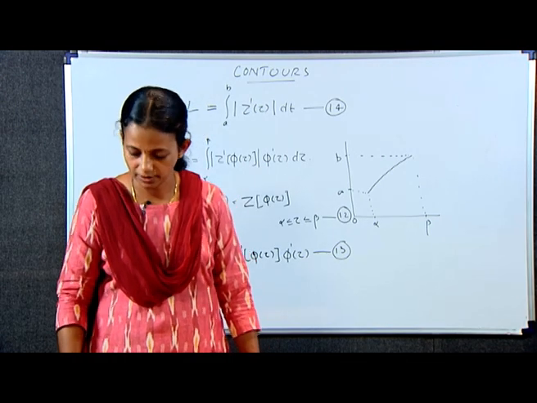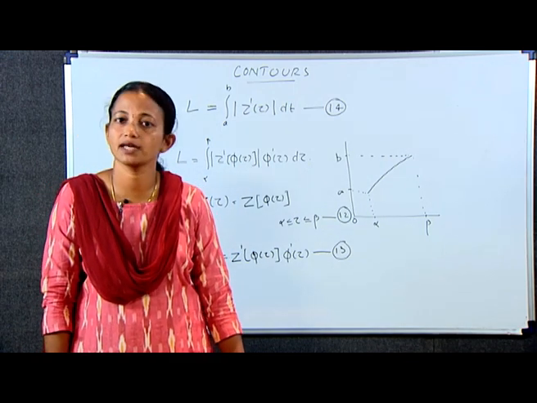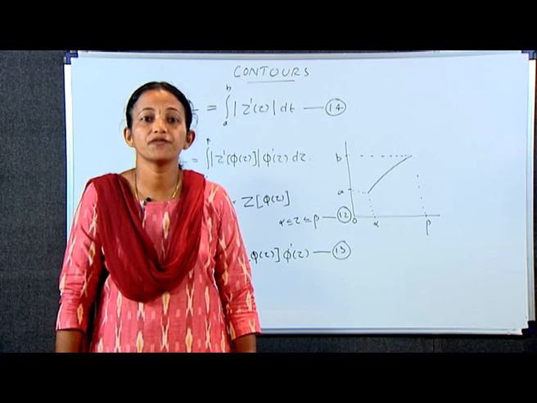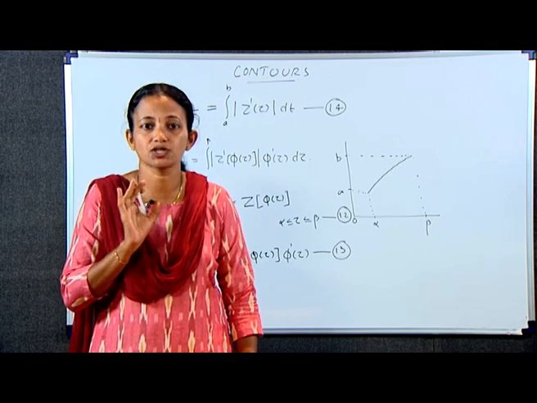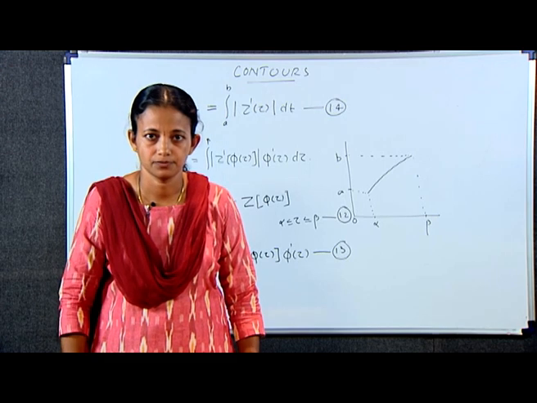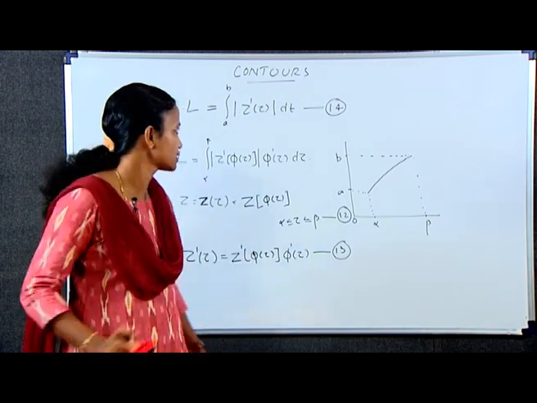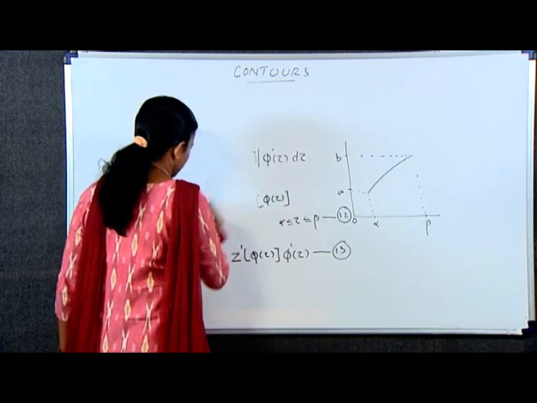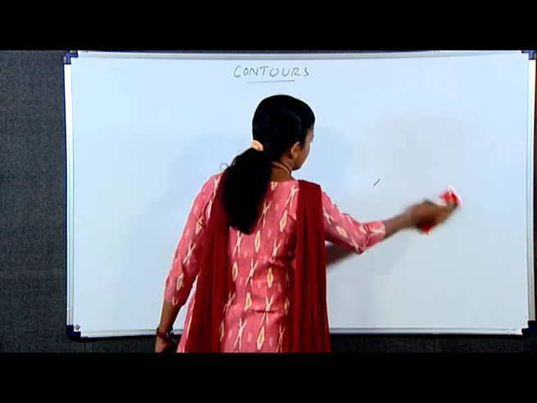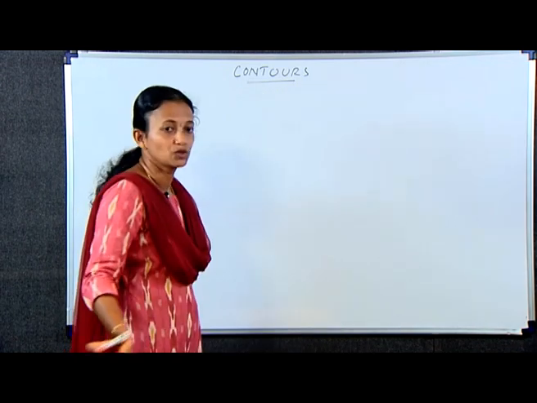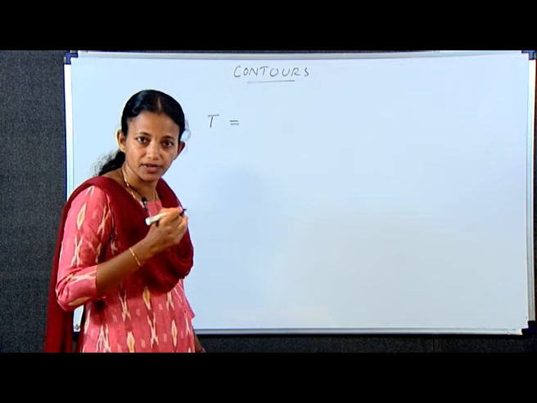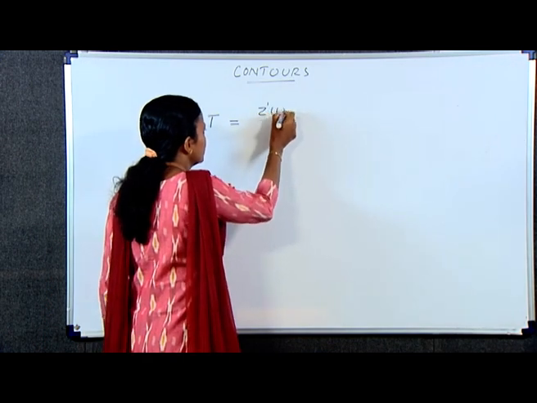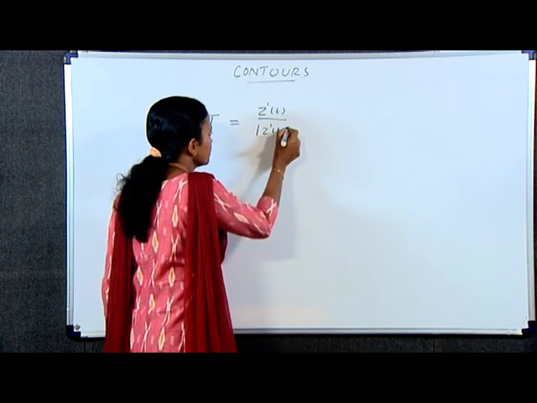Next, we have the unit tangent vector. If the equation z is equal to z of t, of course t varies between a and b, represents a differentiable arc and z dash of t is not equal to 0 anywhere in the interval a less than t less than b, then the unit tangent vector T is equal to z dash of t by mod z dash of t.